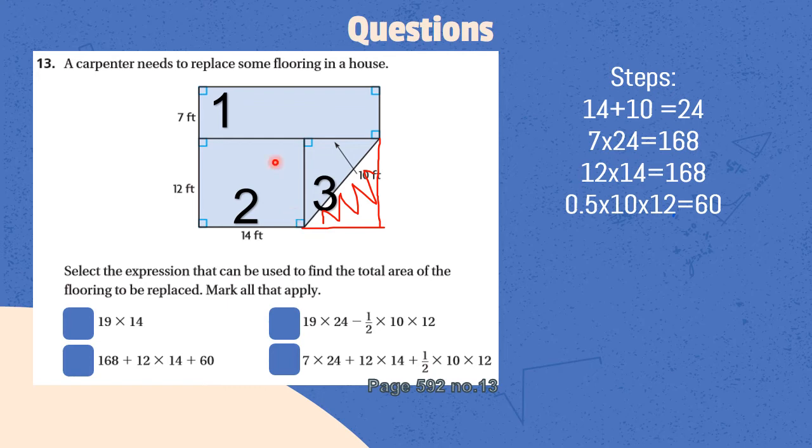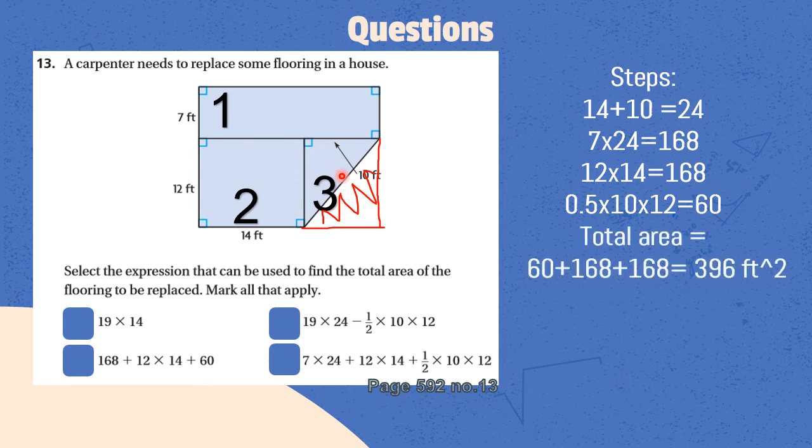Now, to find the total area, we're going to add 1 plus 2 plus 3, which is 168 plus 168 plus 60, which is 396 feet squared. So the total area here is 396 feet squared. I have a few options.